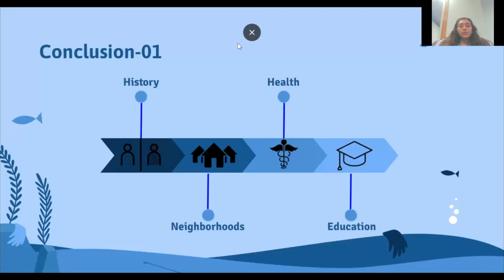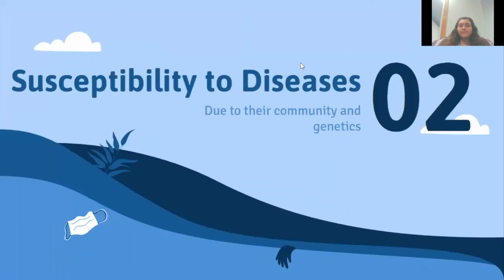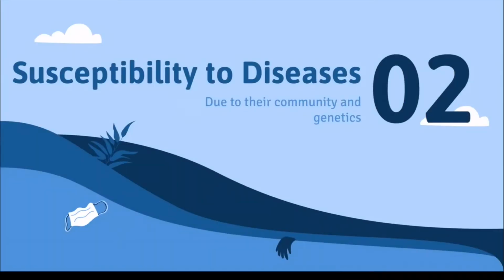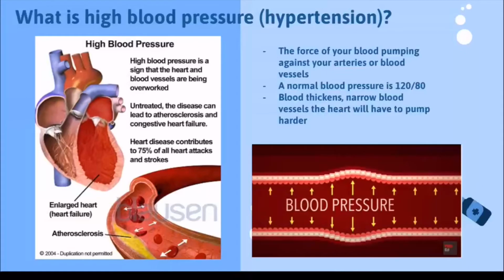And now we're going to move on to section number 2. For topic number 2 today, the first disease we'll be talking about is high blood pressure.